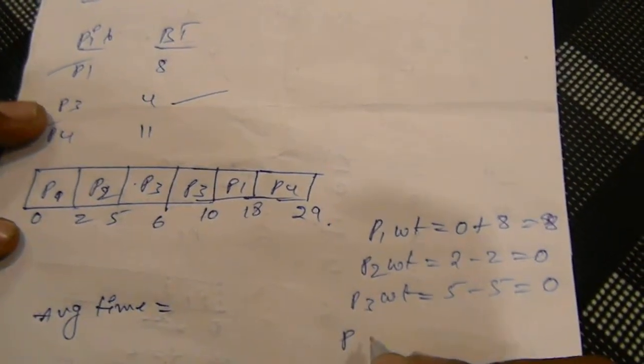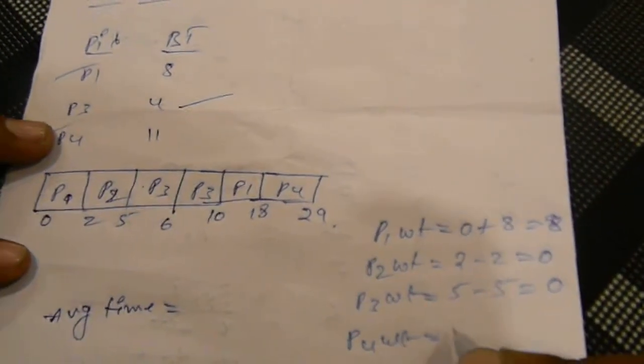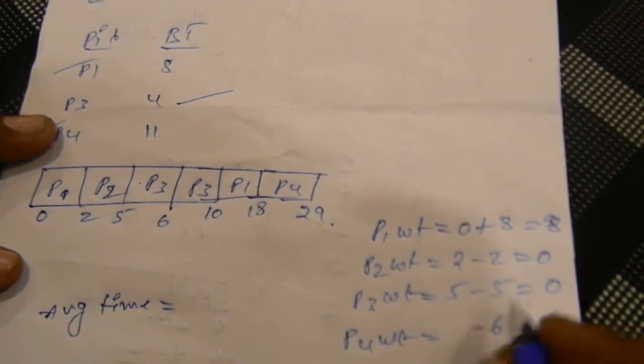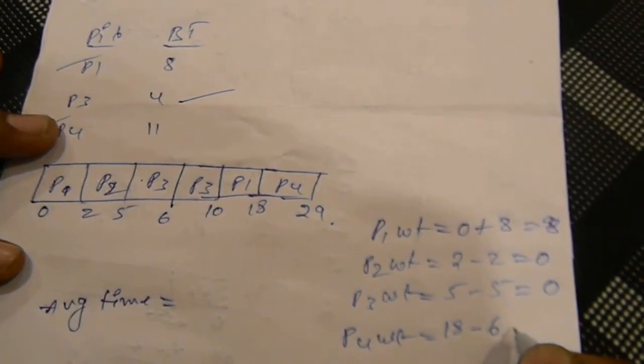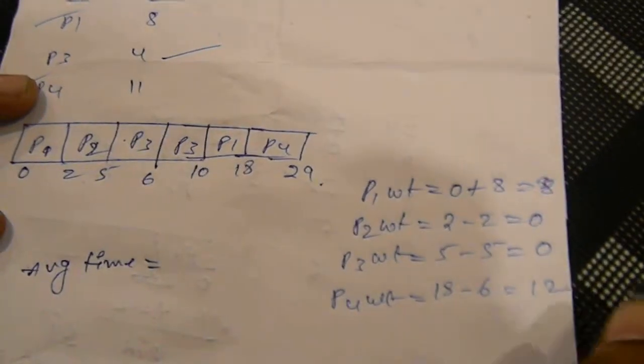Now coming to P4, it enters the ready queue at 6 milliseconds and waits until 18 milliseconds. So its waiting time was 12 milliseconds.